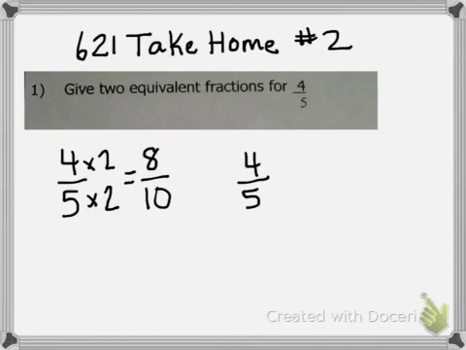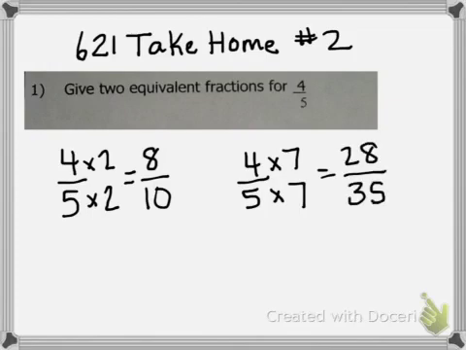We can take the original fraction, or the new fraction, and again multiply it by another factor. Let's pick 7 this time. So 4 times 7 is 28, and 5 times 7 is 35. So two equivalent fractions are 8/10 and 28 over 35.